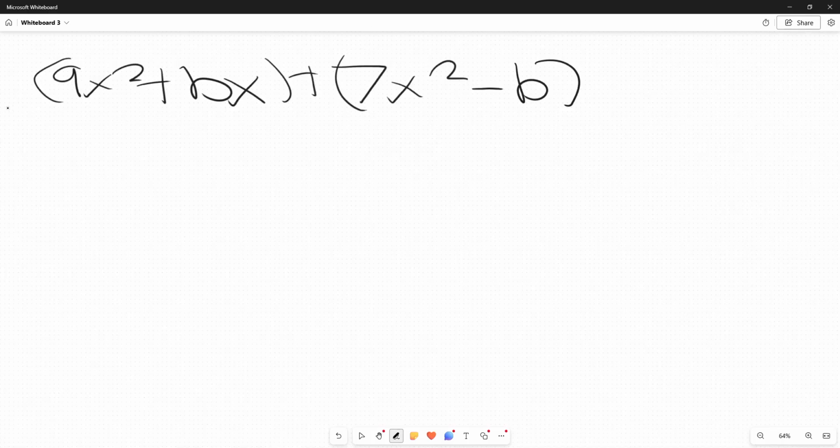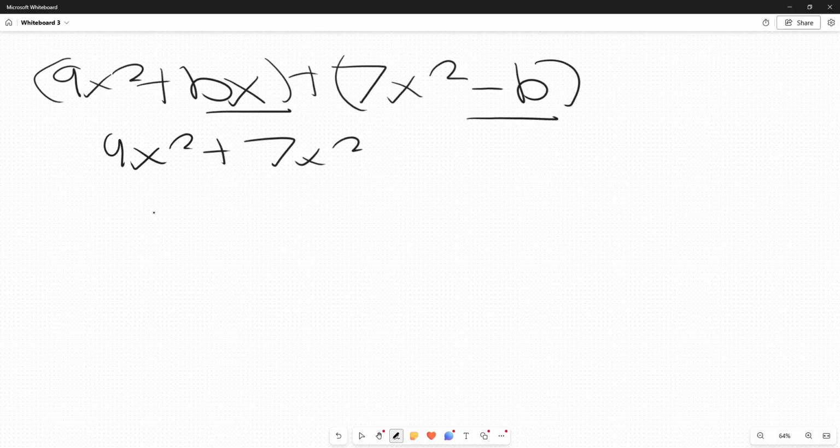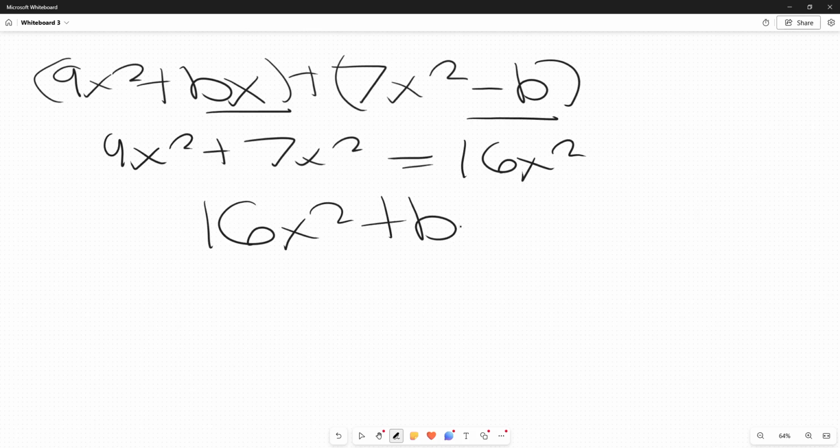So next, this problem. This problem consists of two equations, or what we basically call two binomials. So let's add these two expressions. So basically 9x squared plus 7x squared, that would be 16x squared. And since we cannot add the other two terms, we'll just leave them as they are. So the final answer would be 16x squared plus bx minus b.